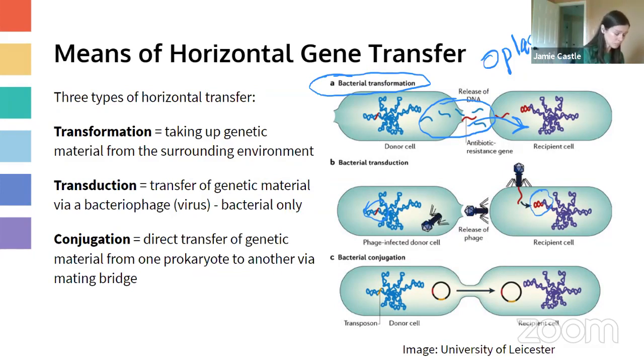And then finally, conjugation is the direct transfer of genetic material through what's called a mating bridge. So two nearby bacteria may form a mating bridge, and then a plasmid, again, this small circular piece of DNA, can be passed from one bacterium to another.